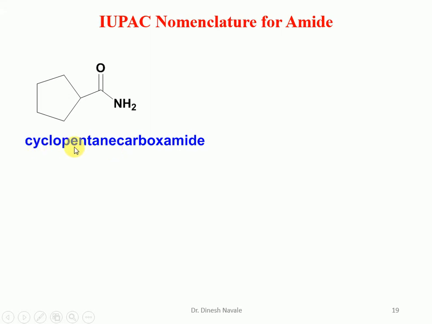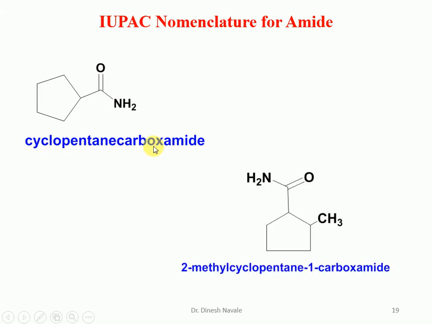So it is going to become cyclopentane carboxamide. For this molecule, the position of the methyl is such that this carbon should be given number 1, and not the amide carbonyl. In case of a cyclic system, always give number 1 to the carbon on which the amide group has been substituted to the ring. So it is carbon number 1, then 2. So it is going to become 2-methyl cyclopentane carboxamide. The carboxamide should be utilized as the suffix.